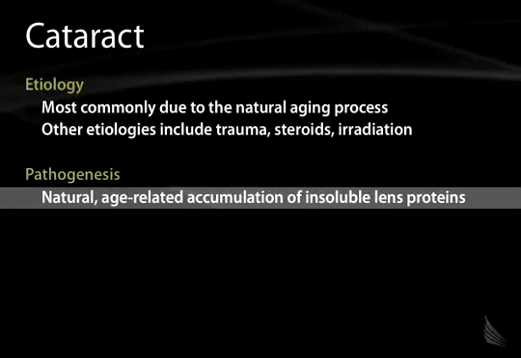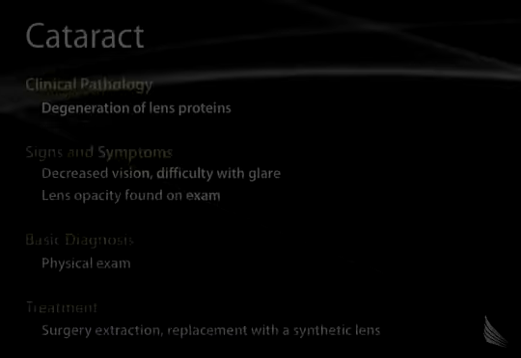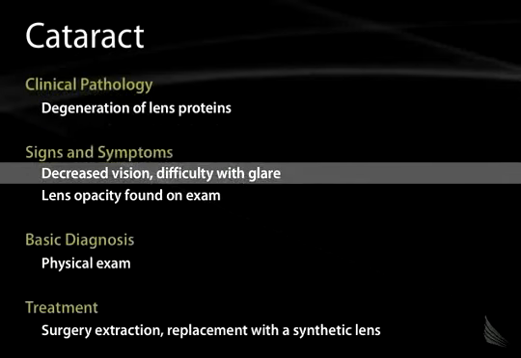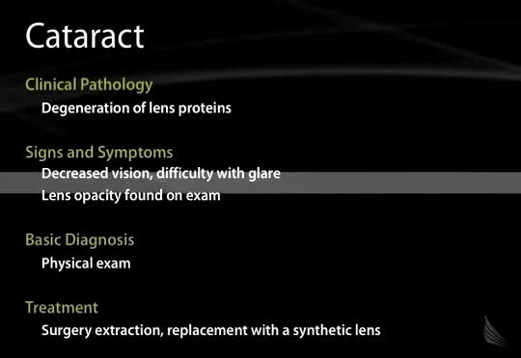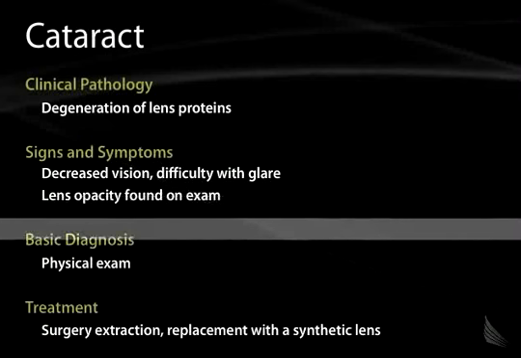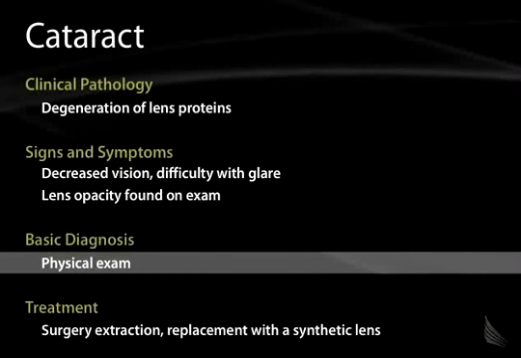The pathogenesis, as I said, is the natural age-related accumulation of insoluble lens proteins as more and more layers accumulate. The clinical pathology is degeneration of lens proteins and structures. Signs and symptoms include decreased vision, difficulty with glare. There's also lens opacity found on exam when you look at it. The basic diagnosis is based on physical exam.